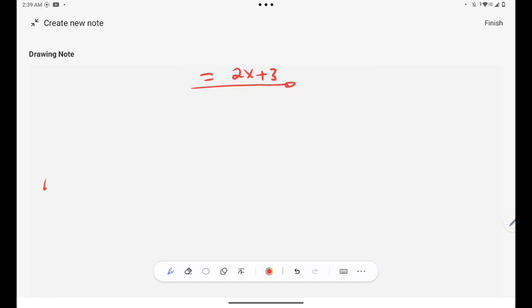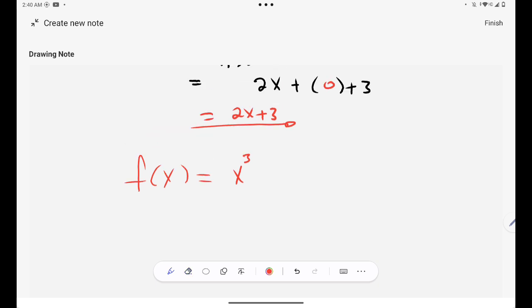Pause the video and try this on your own. f of x is equal to x cubed. Pause the video and try it on your own. f of x is equal to x cubed. Okay.